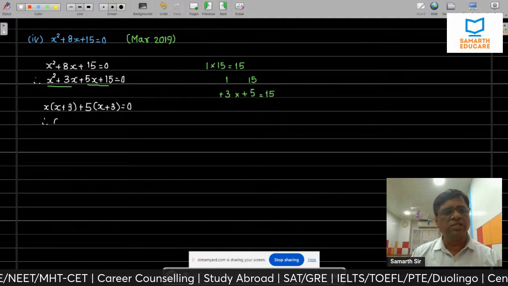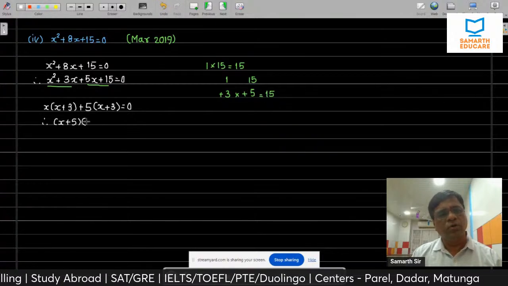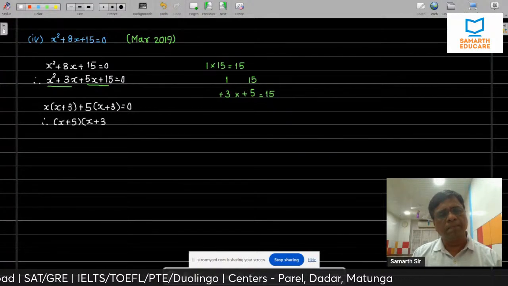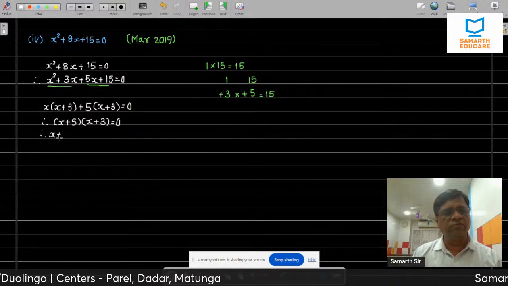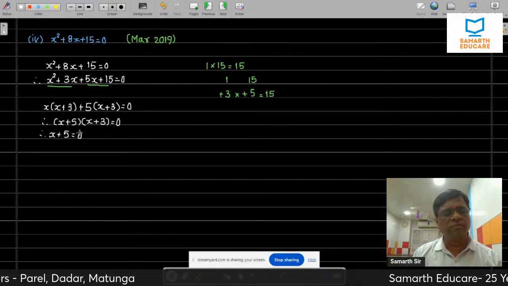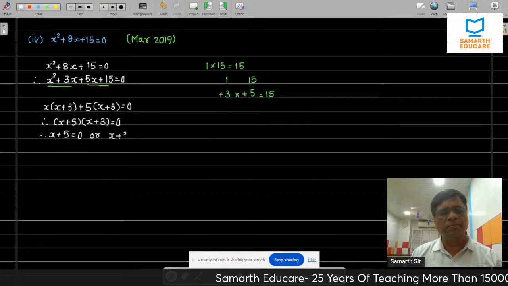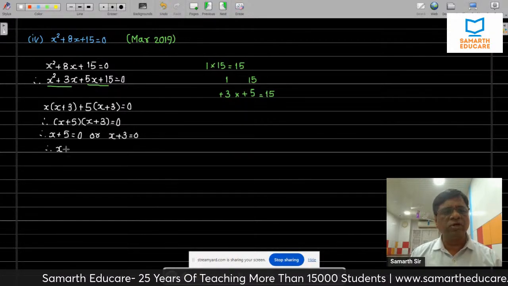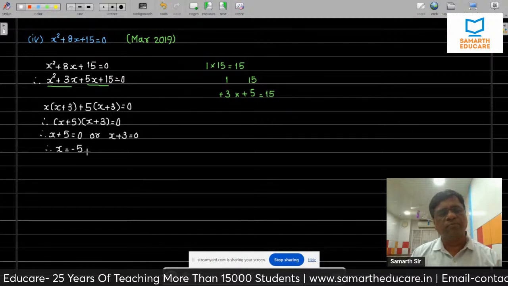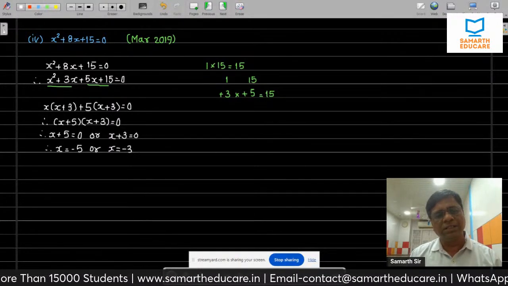This will be x plus 5 into x plus 3. That means x plus 5 is equal to 0 or x plus 3 is equal to 0. That means x is equal to minus 5 or x is equal to minus 3.